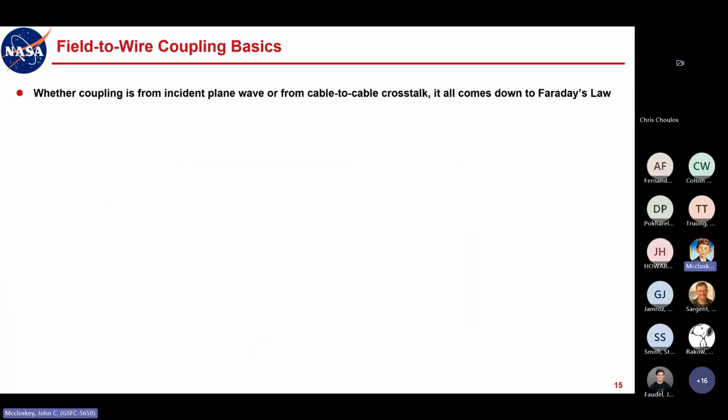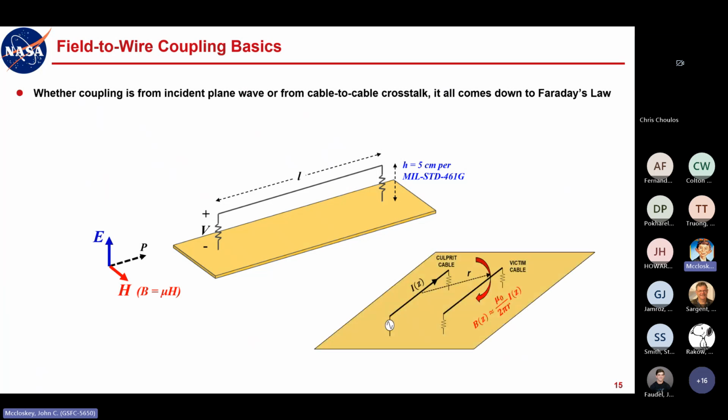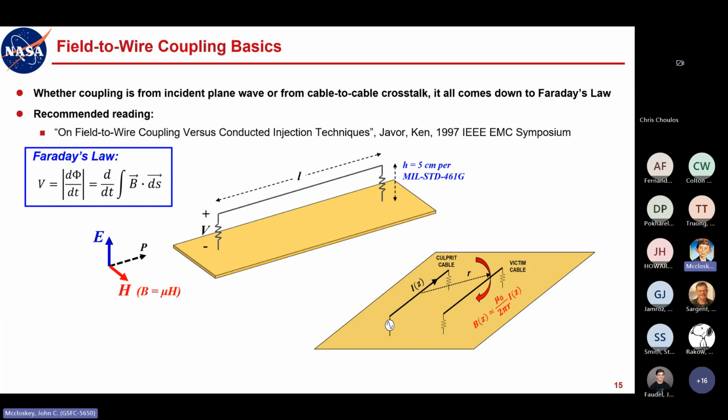So whether coupling is from an incident plane wave or from cable-to-cable crosstalk, it all comes down to Faraday's law. It's just the B field, the magnetic flux density that's penetrating a loop. The time rate of change of that total flux will give you an EMF or an induced potential in that loop. And some recommended reading here: a lot of this was inspired by a paper that Ken Javor wrote almost 30 years ago.